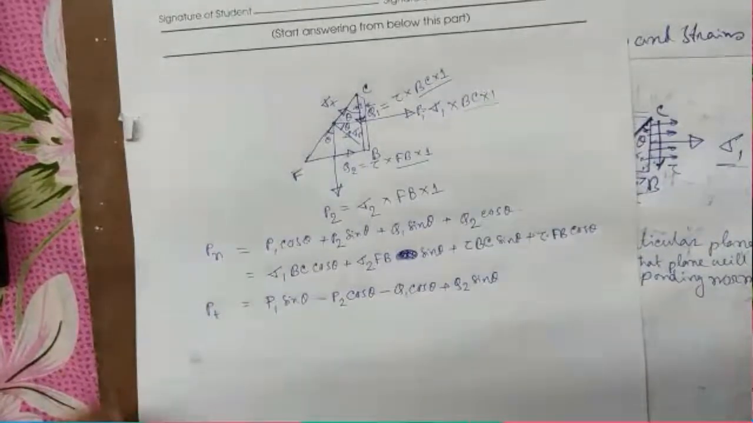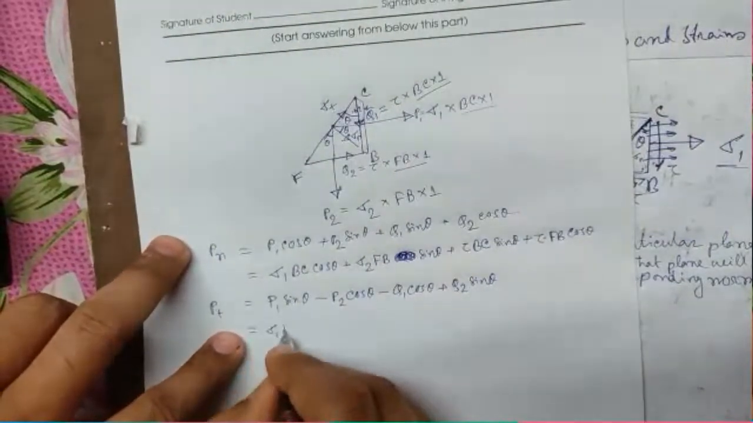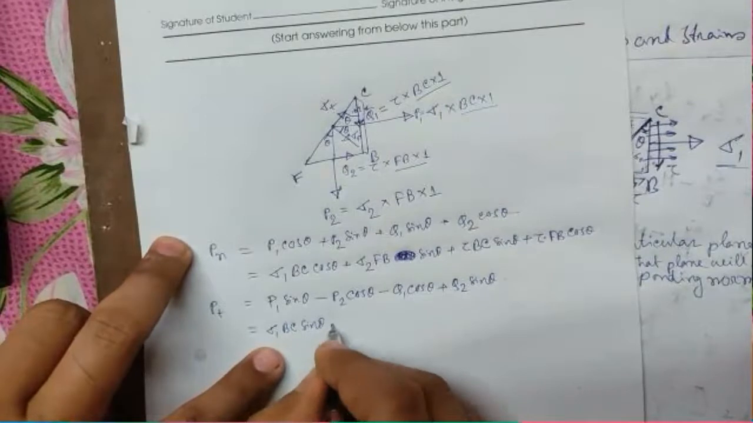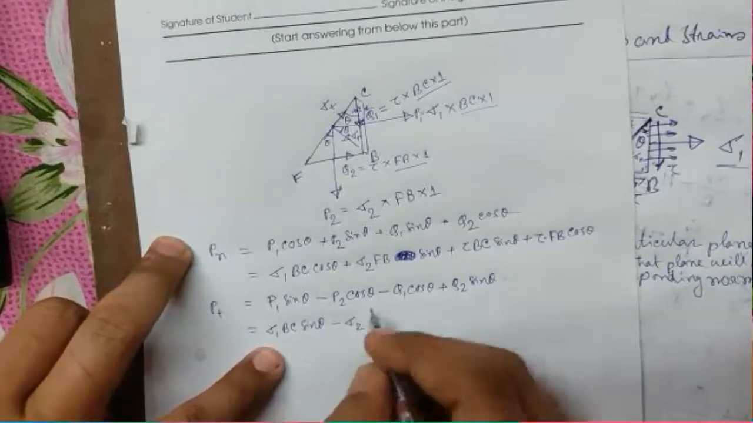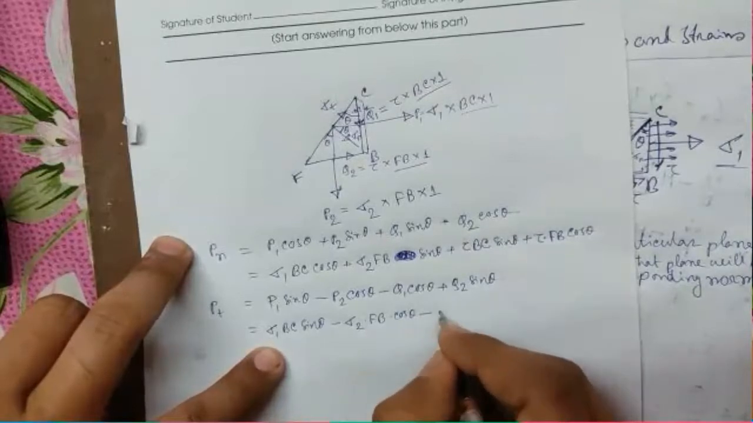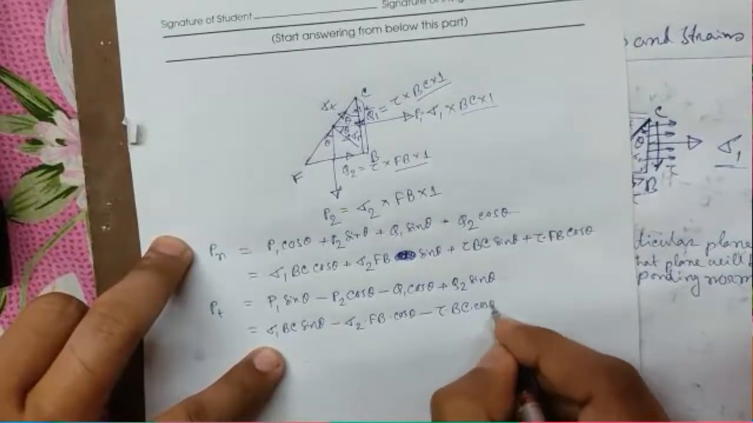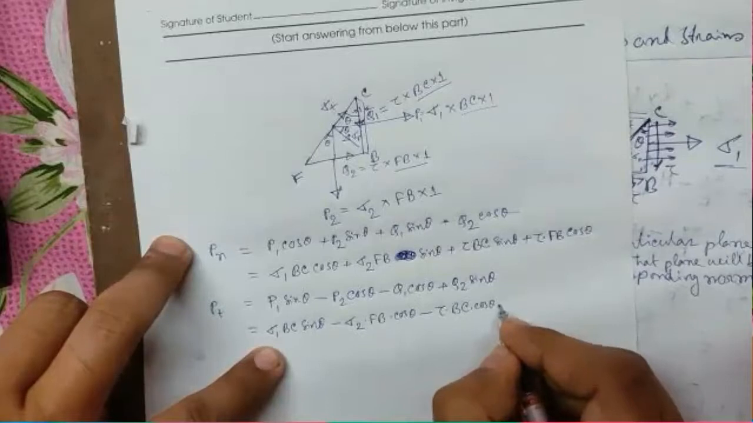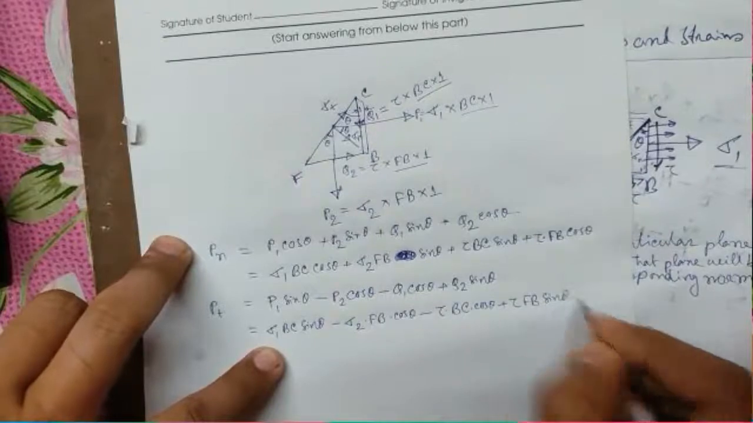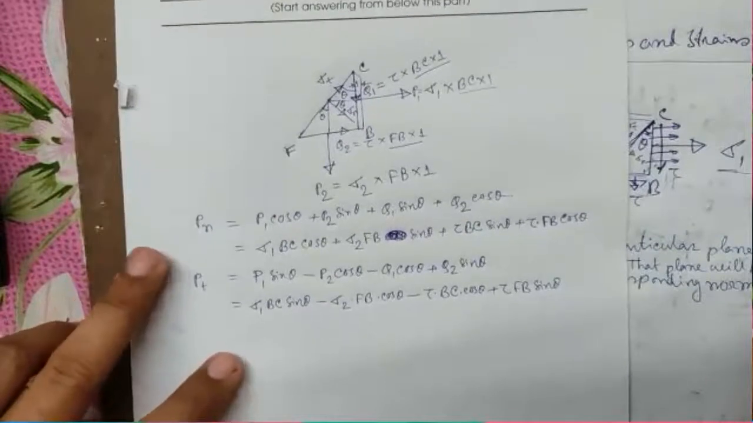Now again we will put the values of P1, P2, Q1, Q2: sigma 1 into BC sin theta minus sigma 2 into FB cos theta minus tau into BC cos theta plus tau into FB sin theta. Okay, so we have put the values.